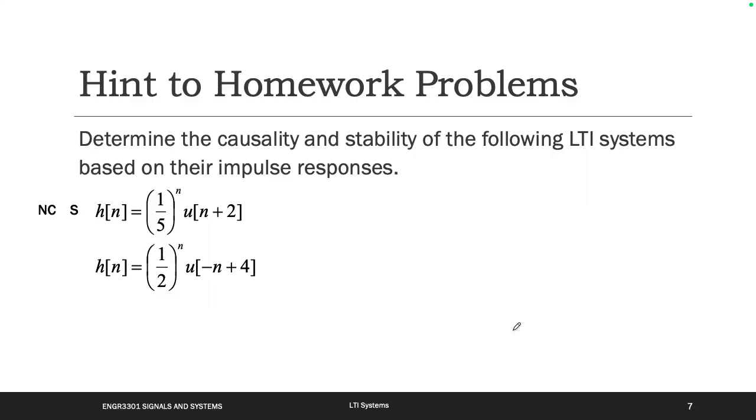Choral, not choral. Are you sure? Yeah, which means negative n plus 4 will be greater or equal than 0, right? Which means n will be smaller or equal than 4. So it's not choral because it involves the negative part. And then, stable or not stable?